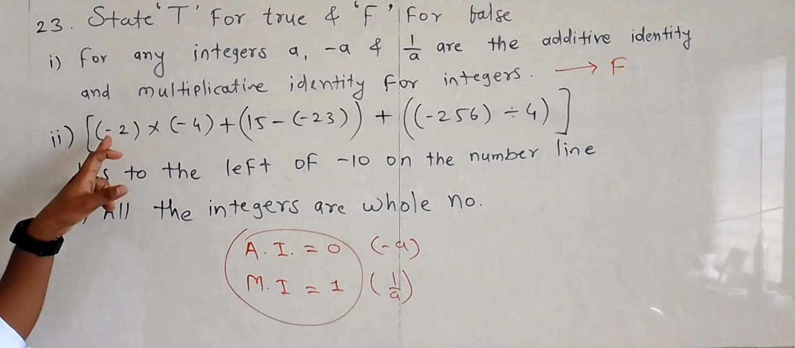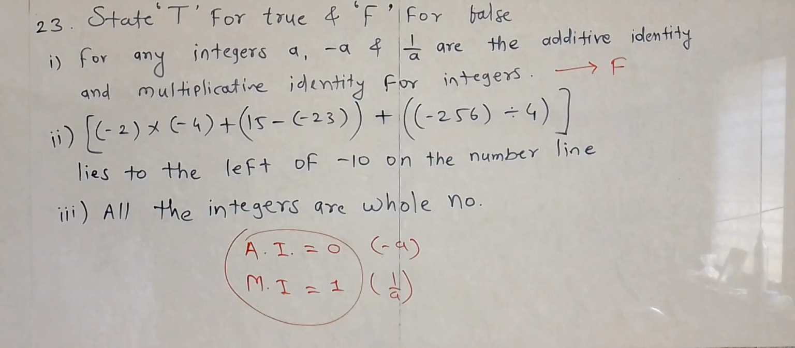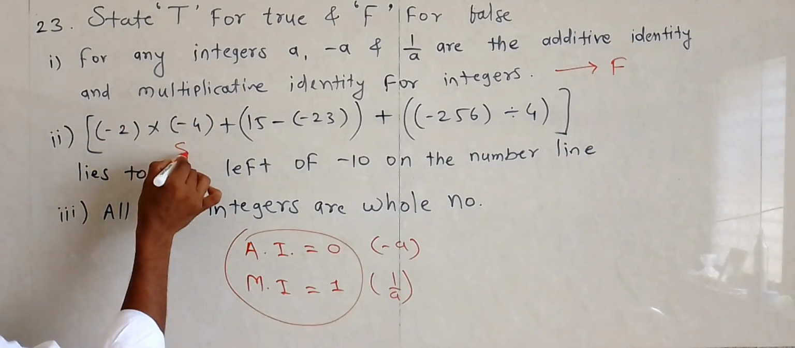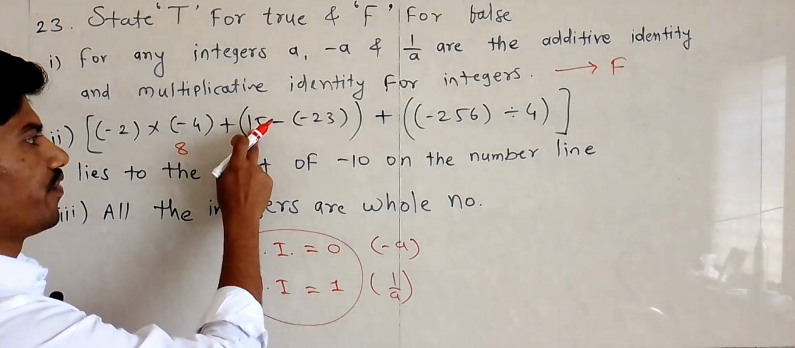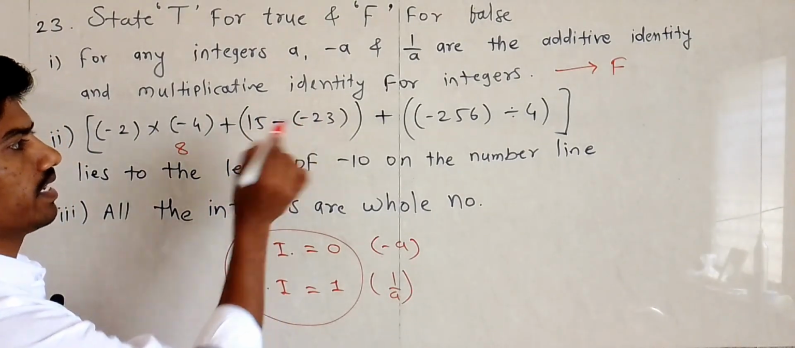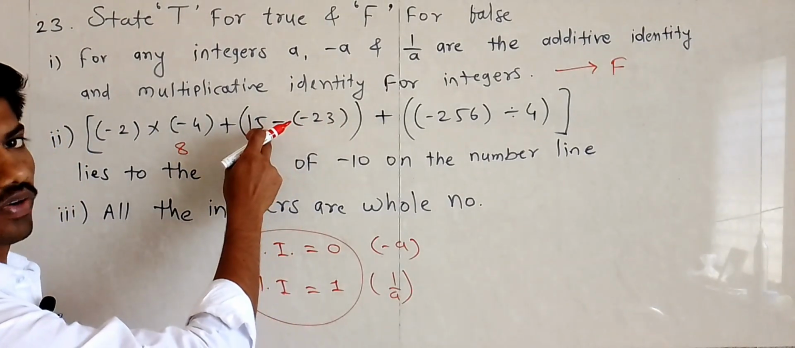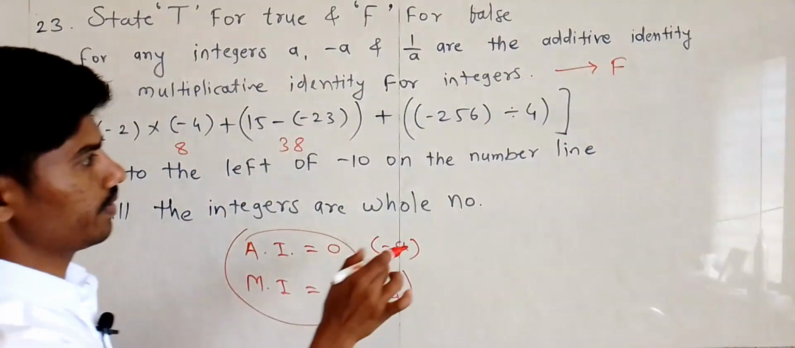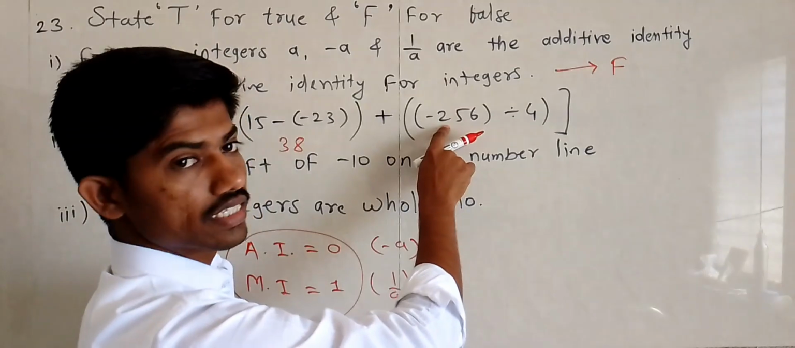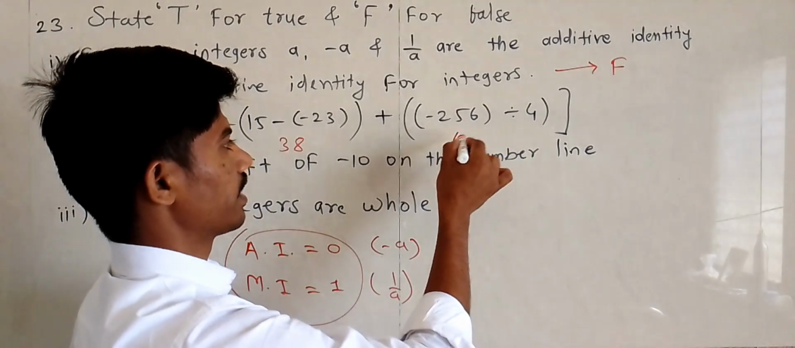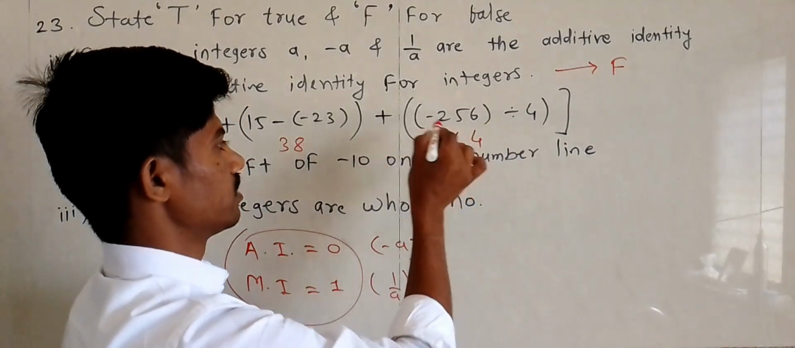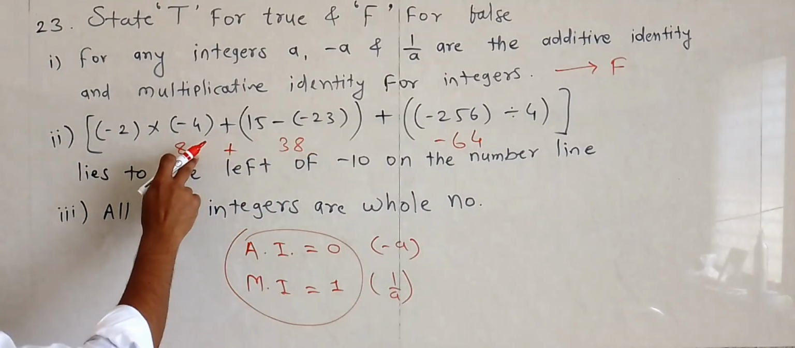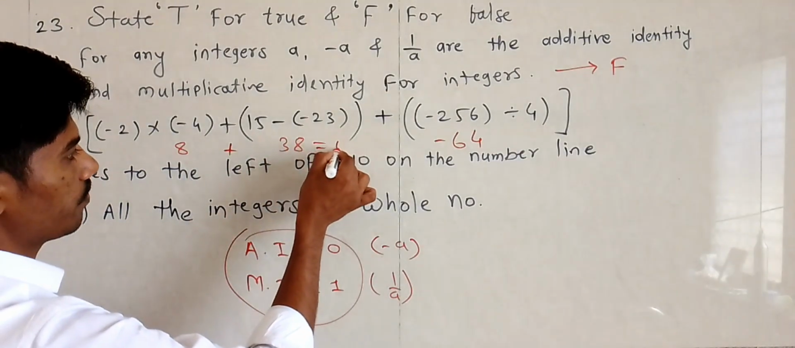Next one, minus 2 into minus 4. It becomes plus 8. Why? Minus into minus is plus, and 4 twos are 8. Then 15 plus 23, 23 plus 5 is 28, 28 and 10 is 38. So 38 becomes plus. 4 ones are 4, 4 sixes are 24, carry 1, 4 fours are 16, 64. So the total addition of these two numbers, 38 plus 8, is 46.